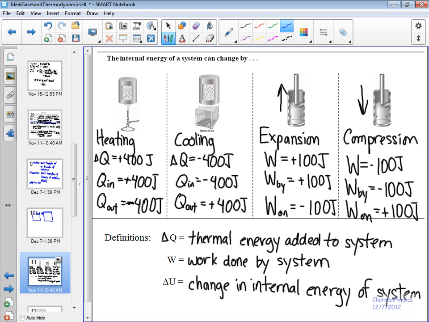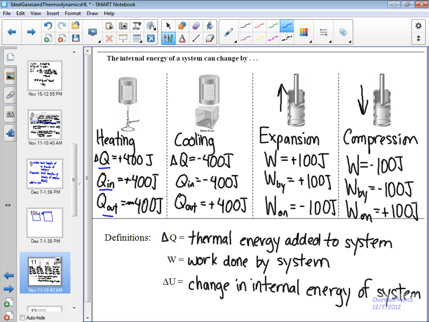Okay? So there are 4 ways in which we can change the internal energy of a system. We can heat it. We have our cylinder right here with the Bunsen burner underneath it. Our delta Q, when we're heating, we'll say, for example, is positive 400 joules. That means the thermal energy in is positive 400 joules. The thermal energy out would be negative 400 joules. So what that's telling us is that if we were to quantify the thermal energy that's leaving the system, it's negative 400, which means that we have to think of it in the opposite direction, okay? We have to think of the energy transfer the other way. That's always what the negative sign does for us. It tells us the direction of energy transfer, whether it's in or out of the system.